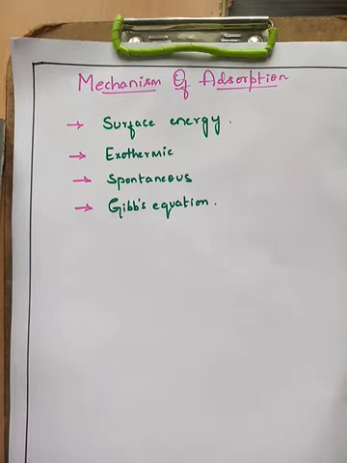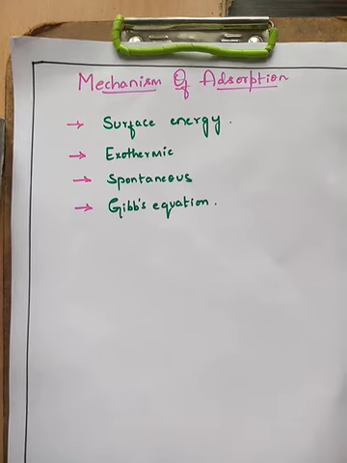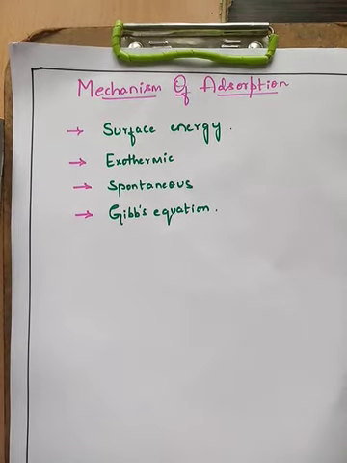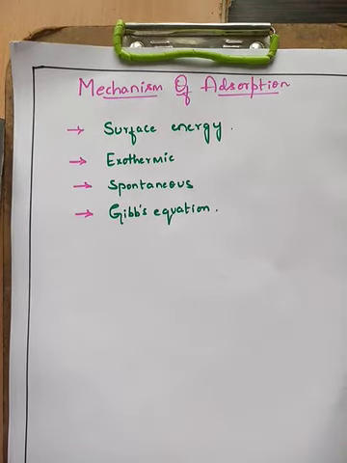So in today's class we are going to discuss the mechanism of adsorption. I already told you about this mechanism, but the video was blurred, so I am repeating it. Please concentrate on this. The mechanism of adsorption involves surface energy, as it is an exothermic process: how it releases energy, and what happens to the change in enthalpy as well as the entropy, which is about spontaneity. Both can be explained through the Gibbs equation.